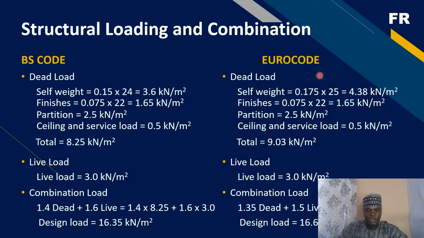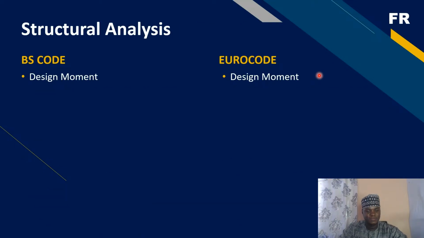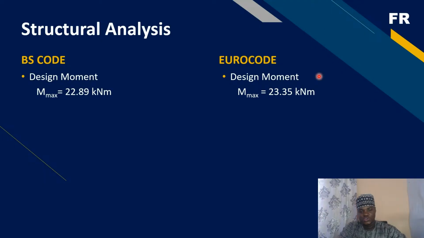So having understood this, the next thing is to analyze the slab. We have various methods of slab analysis, but since this video is just about the design and the cost implication, I'm just going to look at the most critical moment out of the four moments in slabs. The most critical one for the BS code is 22.89 kilonewton meters. For the Eurocode, it is 23.35. You can understand that because the load is slightly higher.